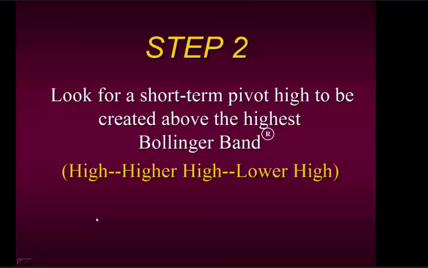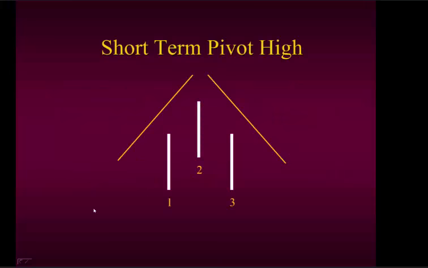Step number 2. Now that we have the 5 closes above, we're going to look for a short-term pivot high to be created, and it must be above that highest Bollinger Band. Now, a short-term pivot high is simply a high. It's a 3-bar pattern. It's a high followed by a higher high and then followed by a lower high. So if we look at a scenario here that's an ideal reference to this, bar number 1 creates a high, bar number 2 creates a higher high, and bar number 3 creates a lower high. So you have this type of an arrowhead approach here, okay? This is a short-term pivot high.